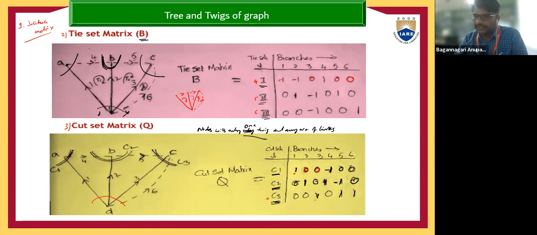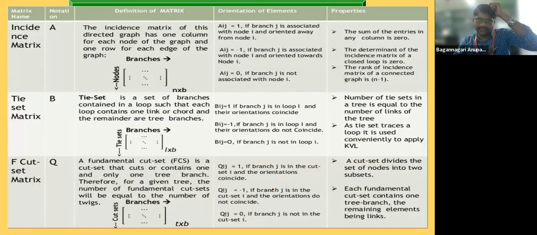So we will discuss what's going on with these elements. This is a summary of how you formulate the incidence matrix, Tieset matrix, and Cutset matrix. What representations are we using here? For the incidence matrix we use A. Remember it. For the Tieset we use B, and for the Cutset we use Q, right?